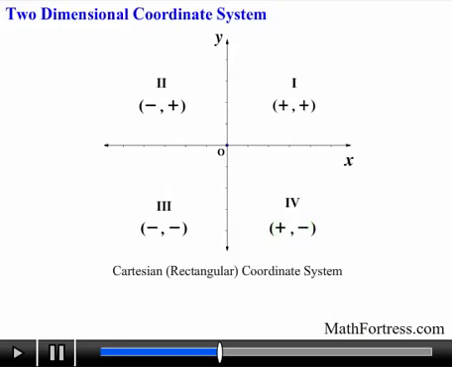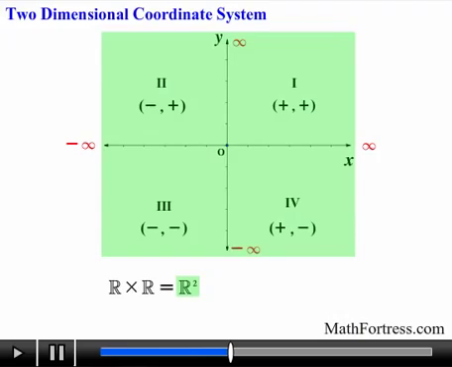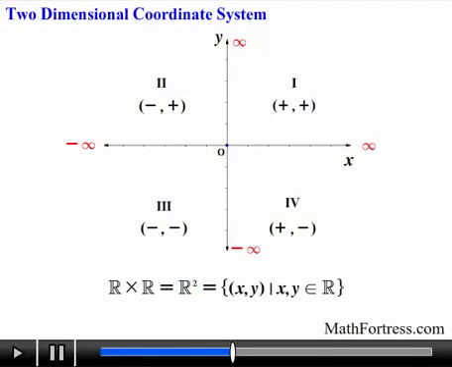In a two-dimensional coordinate system, you are free to move along 2 lines, infinitely to the left, infinitely to the right, infinitely up, and infinitely down, as opposed to just one line, like that in a one-dimensional coordinate system. Mathematically, we can define all the points in a two-dimensional coordinate system by the Cartesian product ℝ times ℝ, or ℝ squared, where ℝ squared represents the xy plane, and it consists of all the ordered pairs where the values of x and y are elements of the real numbers.